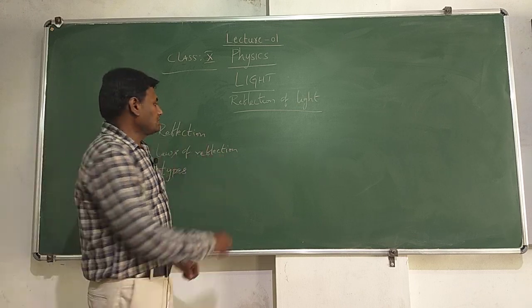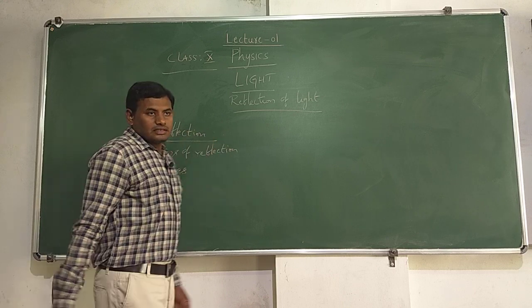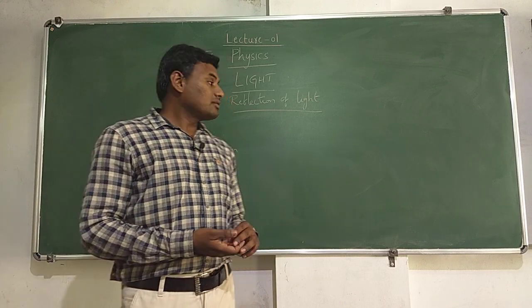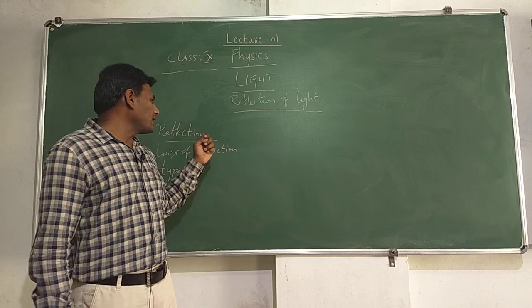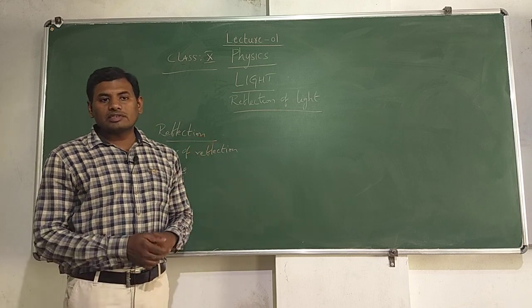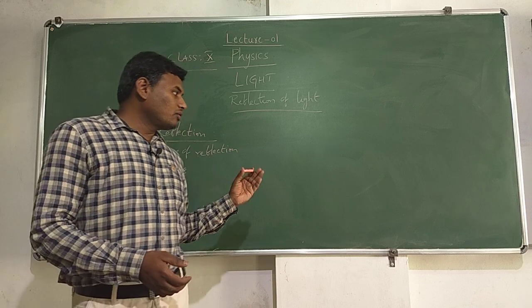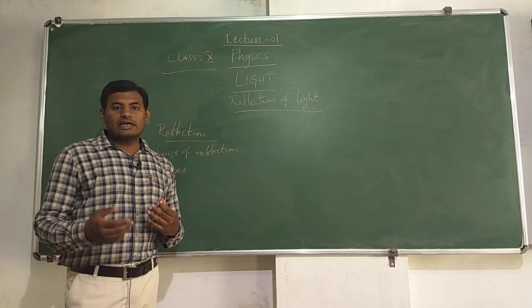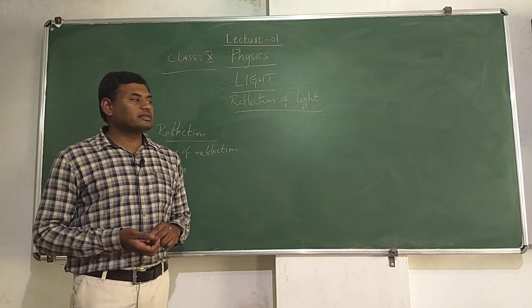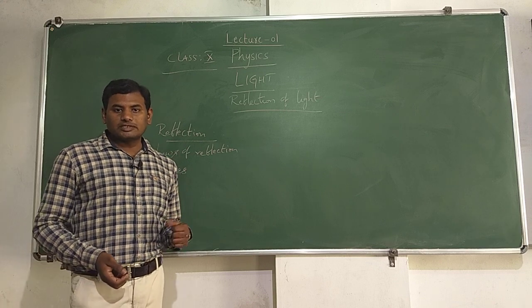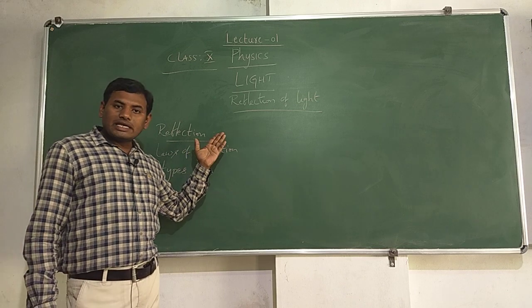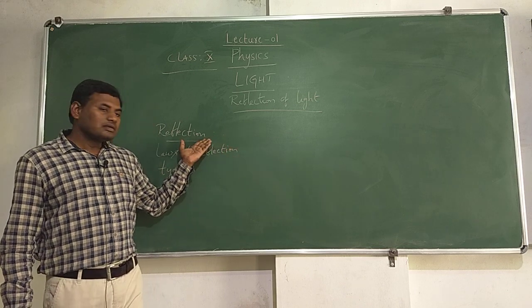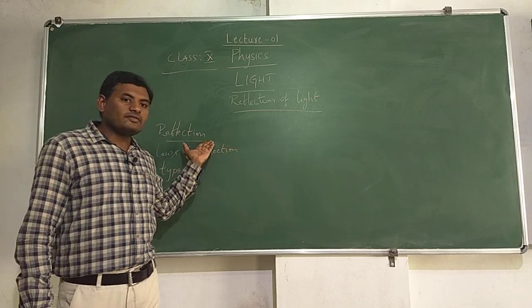Let us see what is reflection. See, if you are able to see the things, then that is because of reflection of light, not because of light, but reflection of light. So when light falls on any object, then those light rays will reflect back and reaches our retina, then only we are able to see the objects. That means the basic phenomena that involves in seeing the objects is reflection of light.